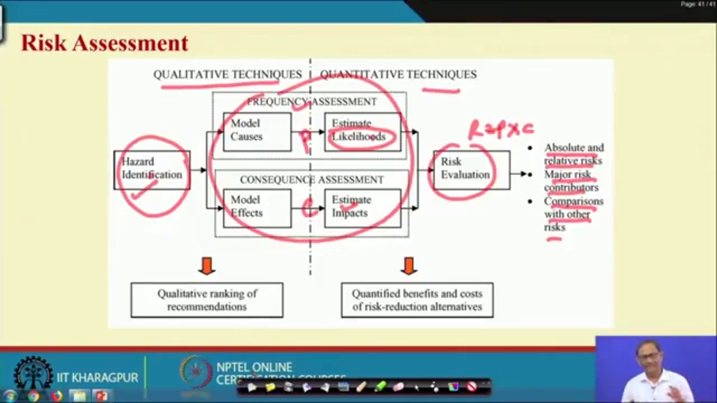Its primary purpose is identification of hazards and how they lead to different kinds of accidents, and then there will be some model of causes, and there will be some model to find out the effects. The cause and effect will be multiplied, and then you will get risk. Once you have the risk for different hazards, there will be prioritization, and there will be comparison. That is what is known as risk evaluation, and you can do it qualitatively as well as quantitatively. Quantitative one is better, but it is costly or time consuming.